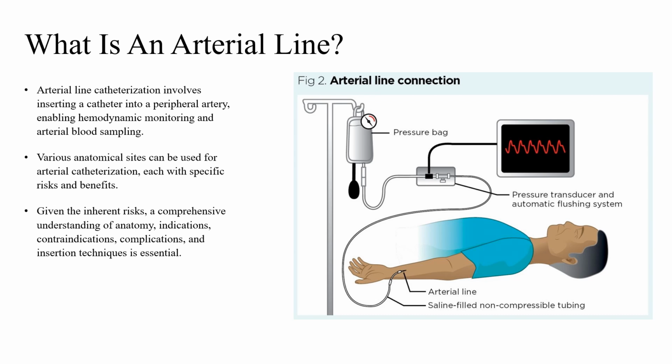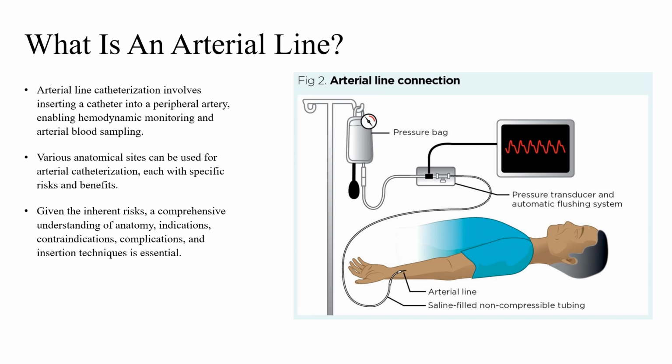All right, so first things first, and again, this is a very basic presentation on arterial lines. We're not going to get super in depth with this, but let's just hit on the basic stuff first and we'll just talk about what it is and what it's used for. So an arterial line is catheterization that involves inserting a catheter into a peripheral artery, which gives us the ability to do continuous hemodynamic monitoring and arterial blood sampling. So like if your patient needs frequent ABG draws.